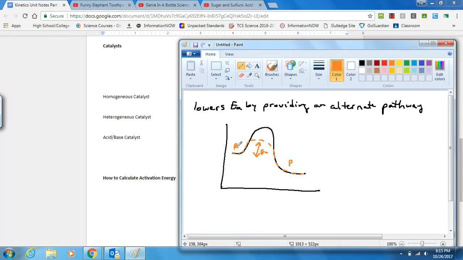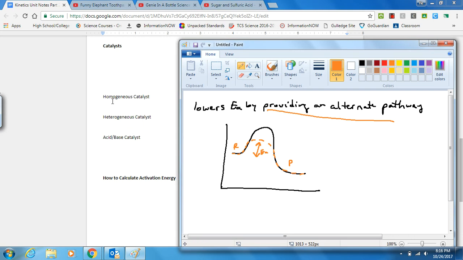So it's providing a shortcut in order to make the reaction take place. The only thing that a catalyst alters is my activation energy. If you remember from thermochem, we have delta H, which would be the difference between products and reactants. You see how the catalyst doesn't affect delta H. It doesn't have anything to do with delta G. The only thing that a catalyst does is lower activation energy, and it does that by providing an alternate pathway.